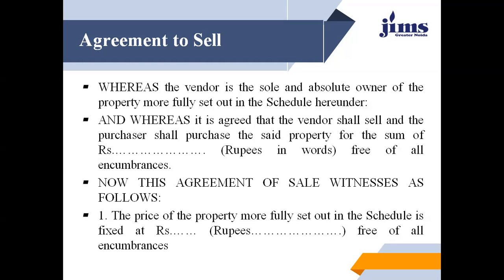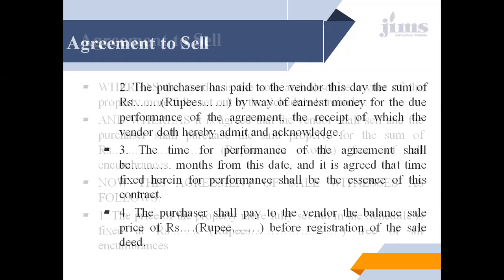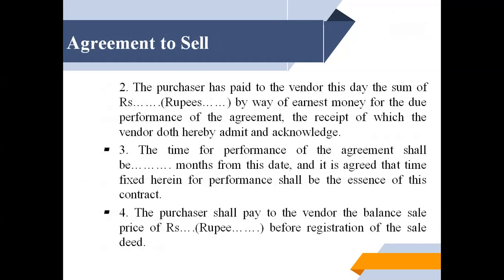Thereafter, testatum. Now this agreement of sale witnessed as follows. The price of the property more fully set out in the schedule is fixed at rupees so and so, and which is free from all encumbrances. Number 2, covenants. The purchaser has paid to the vendor this day the sum of rupees so and so by way of earnest money for the due performance of the agreement, the receipt of which the vendor doth hereby admit and acknowledge.